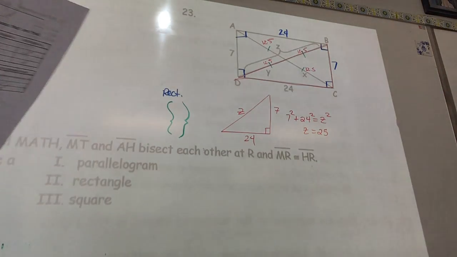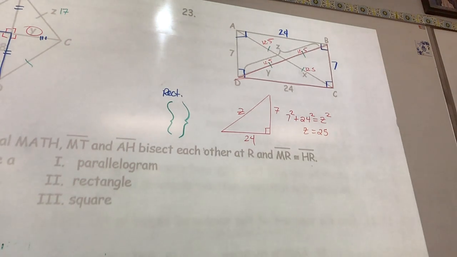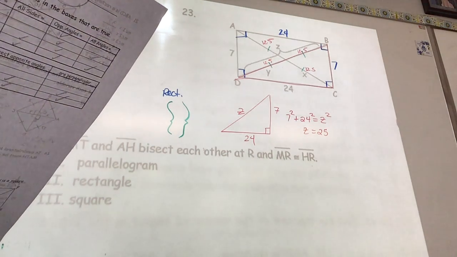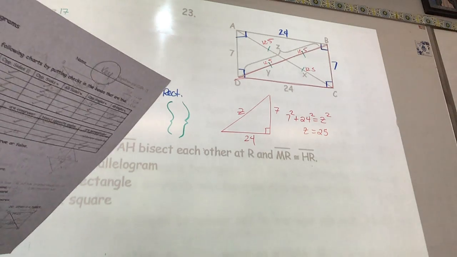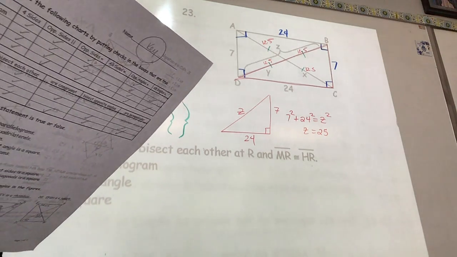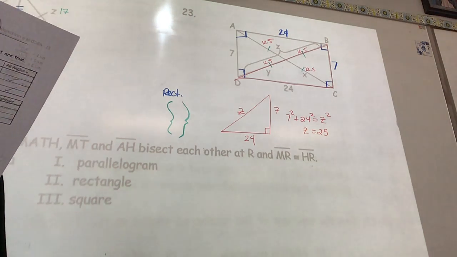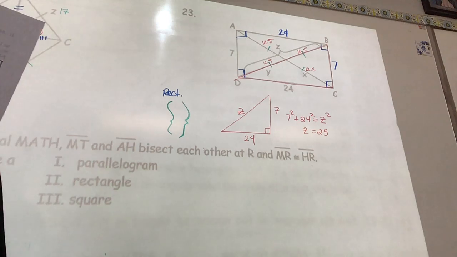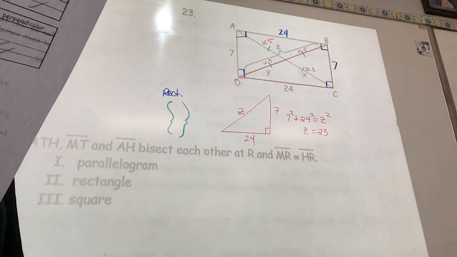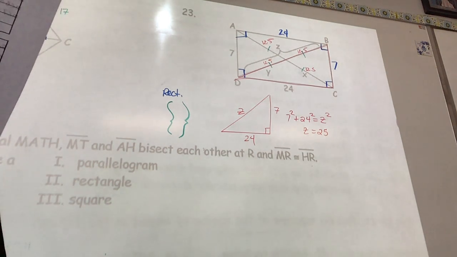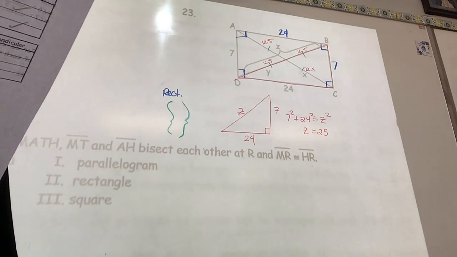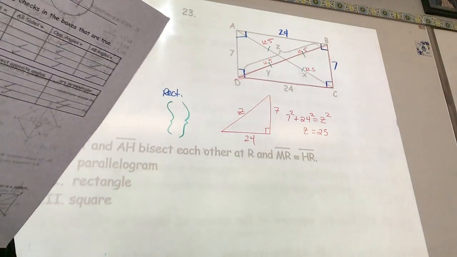All right, keep going down. Nice SAT, ACT test question. MR is congruent to HR. MT and AH bisect each other. So what do you think? I said E, all of them.